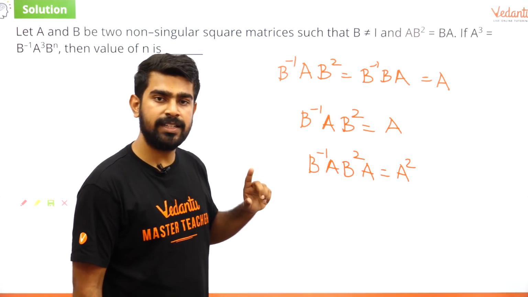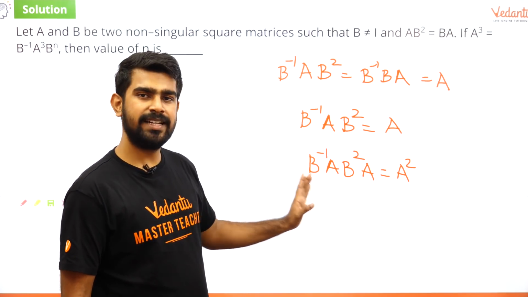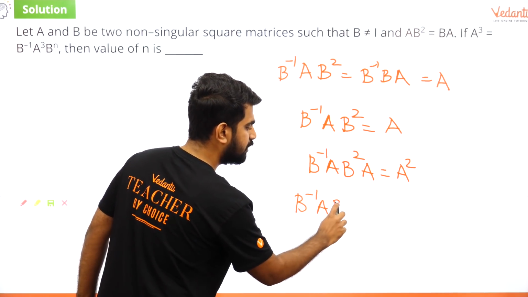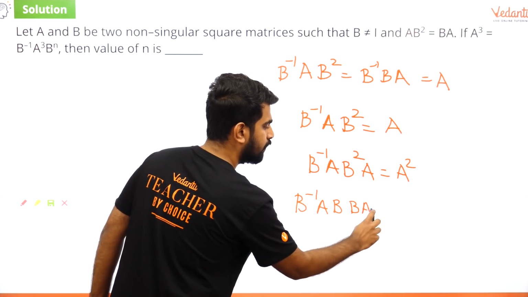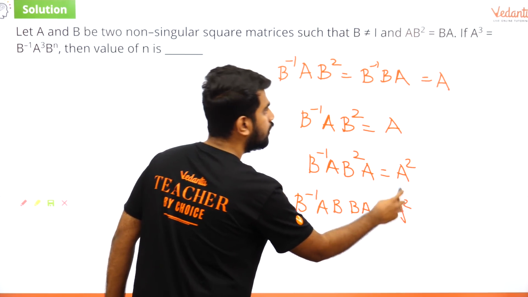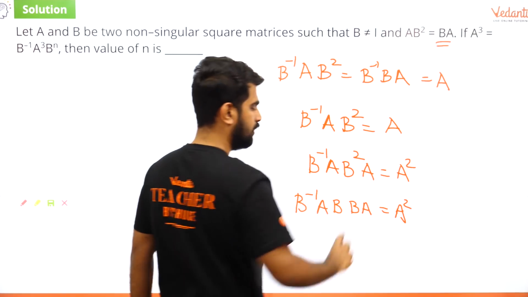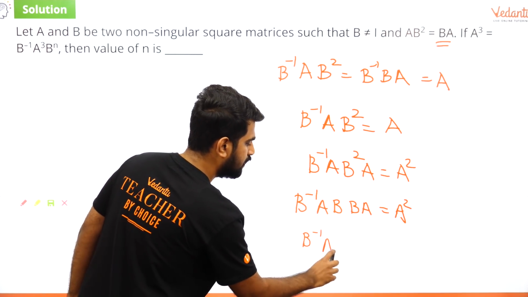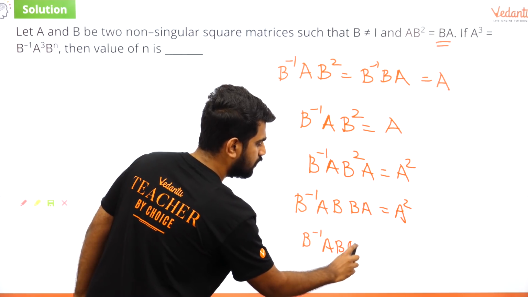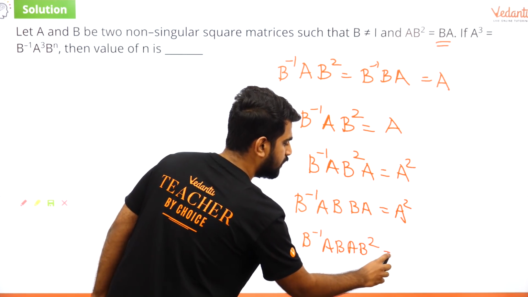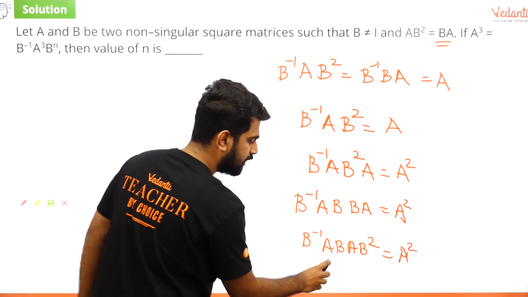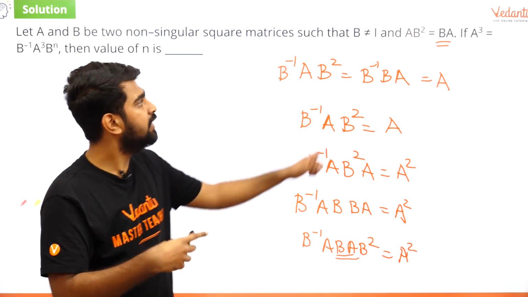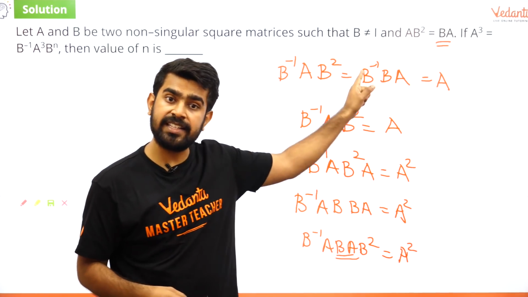Now, after I post multiply, it is going to be very simple now. So, what I do here is, I will write B inverse B. This B square, I will write it as BA. Now, what is BA, guys? BA is nothing but AB square. So, can I write it as B inverse AB into AB square equal to A square. Now, again I have BA. So, again that BA also I can write it as AB square because that is the information given to me.